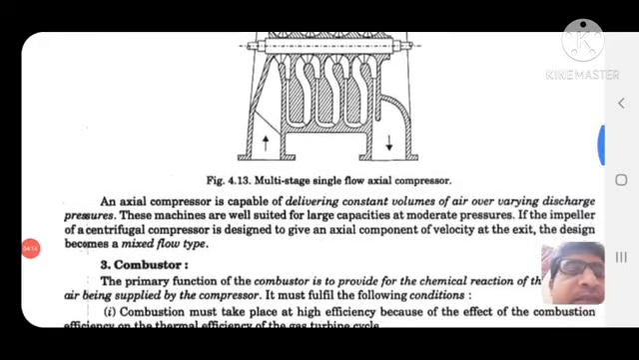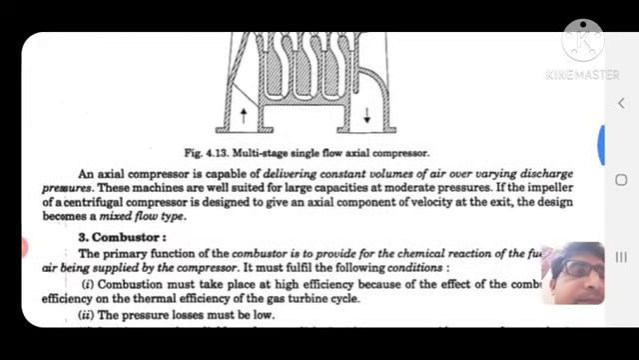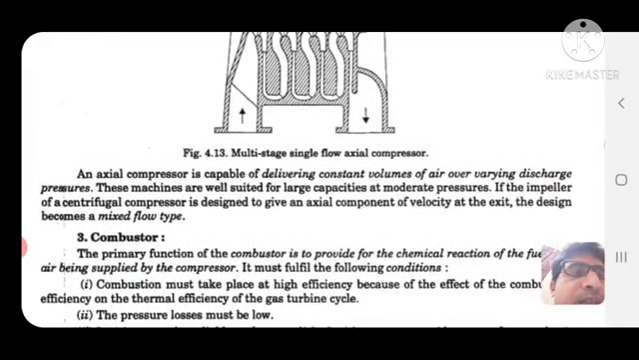An axial flow compressor is capable of delivering constant volumes of air over varying discharge pressure. These machines are well suited for large capacities at moderate pressure. If the impeller of a centrifugal compressor is designed to give an axial component of velocity at the exit, the design becomes the mixed flow type.